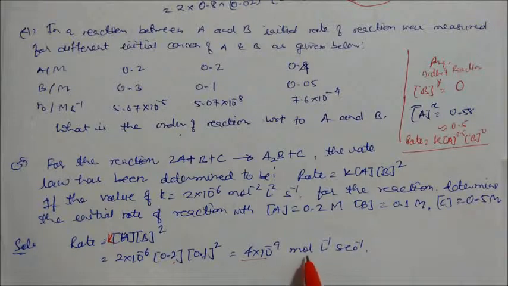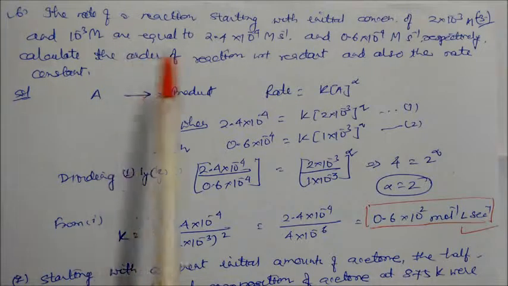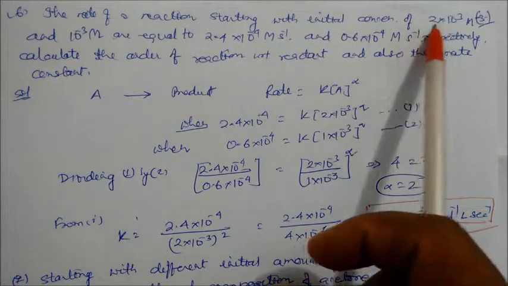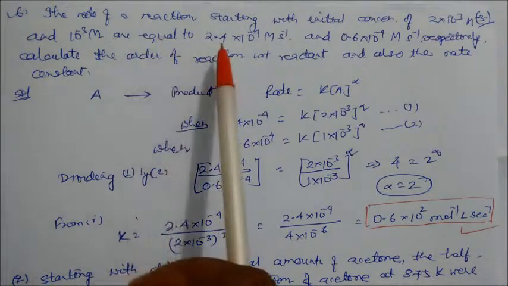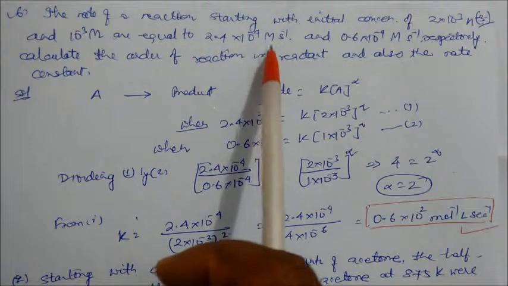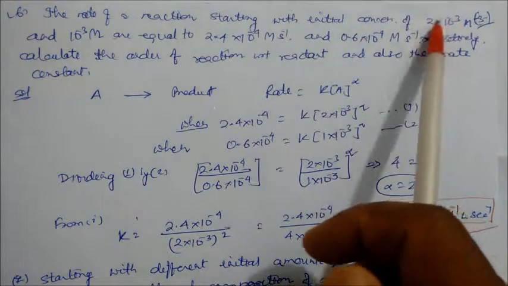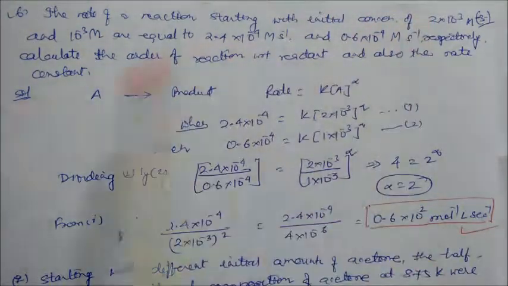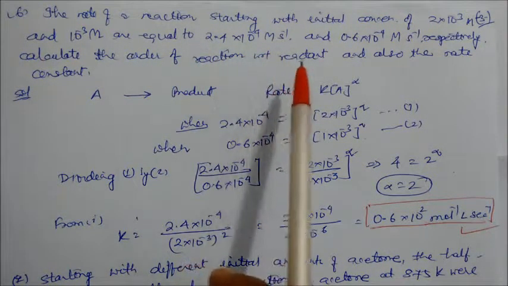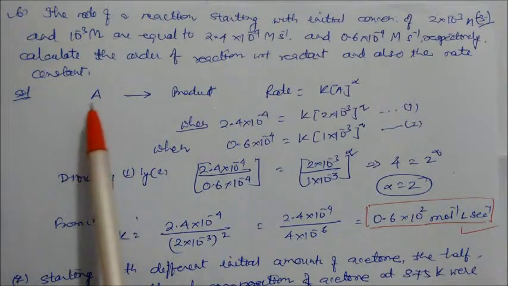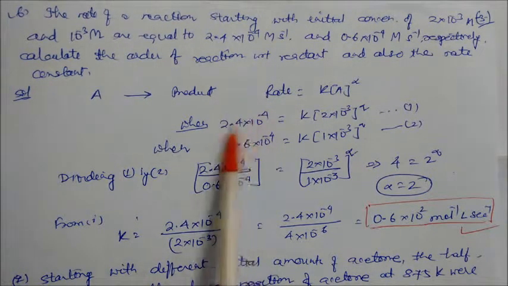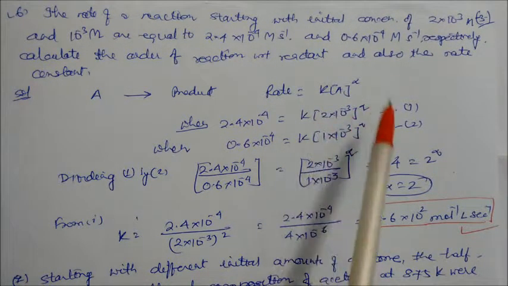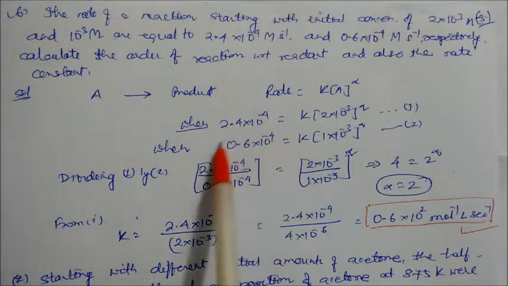The next numerical: the rate of reaction starting with initial concentrations of 2 into 10 power minus 3 molarity and the second concentration, 10 power minus 3 molarity, are equal to 2.4 into 10 power minus 4 molarity per second for this and this. Calculate the order of reaction with respect to the reactant and also the rate constant. A is giving product, so the rate will be k A to the power alpha. This is the rate law expression. When the rate of reaction is this much, with this value of k and this concentration of A, we have two values, 1 and 2.